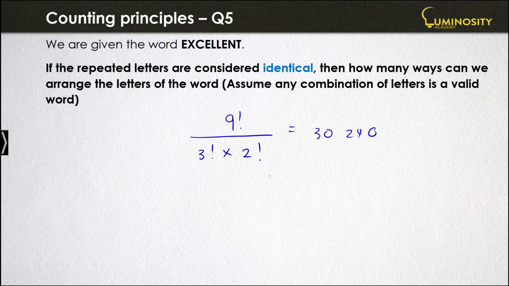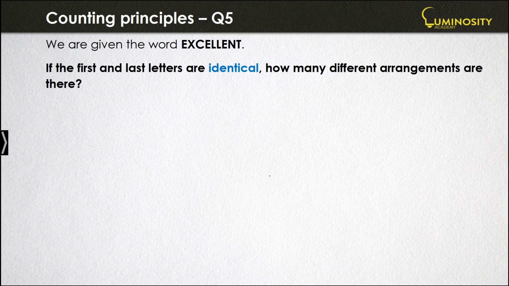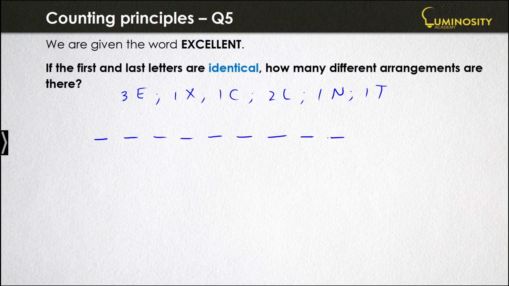that we can arrange the letters such that the repeated letters are considered identical. Now, if the first and last letters are identical, again, we're not saying that the repeated letters are unique anymore. So we can assume the repeated letters are identical. So again, remember there are 3 E's, 1 X, 1 C, 2 L's, 1 N, and 1 T. So let's consider the possibilities. We could have, of those 3 E's, just 2 E's. It could be any 2 of the 3 E's. Put them in the first and last letters, so they're identical.